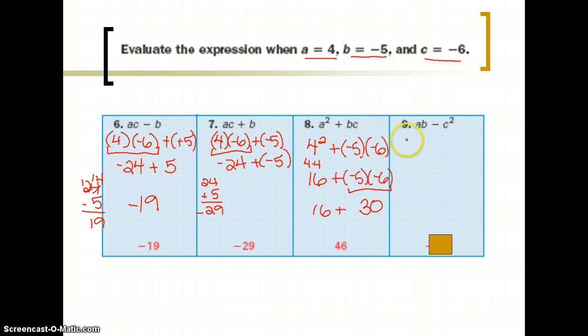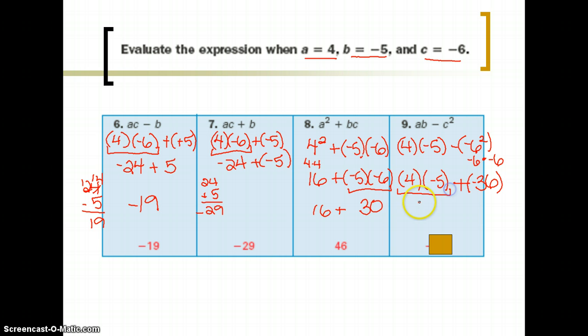Number 9, A is 4, B is negative 5, minus C, which is negative 6, and we're going to square the negative 6. Let's solve the power first, which is negative 6 times negative 6. Two negatives, same sign, makes a positive. Bring down subtraction, bring down the negative 5, bring down 4. Let's change subtraction so we don't get too confused at this point. Everything on the left stays the same. This becomes adding, and then 36 is the opposite, which is negative.